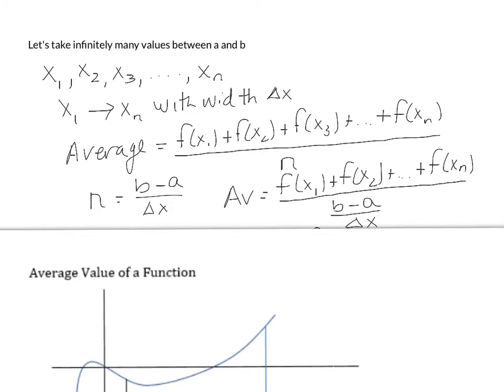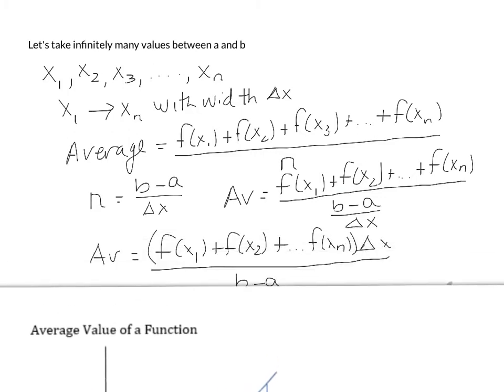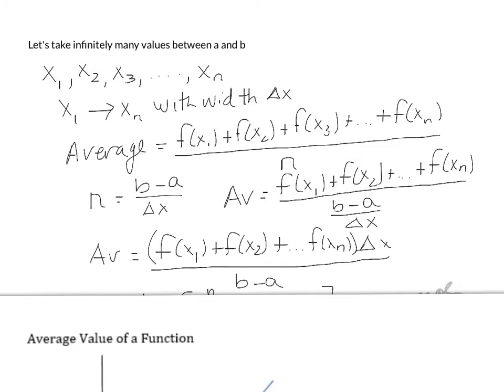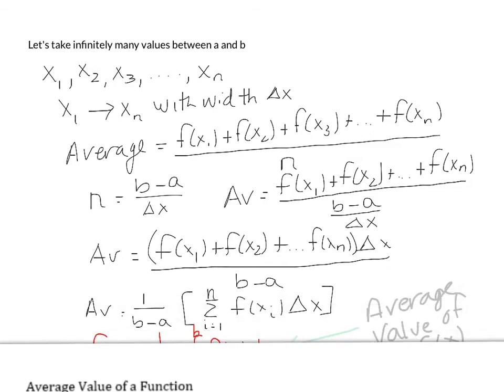So instead of having an n in the denominator, I'm going to replace that with b minus a over delta x and do a little algebra here. When you divide by a fraction, you take the denominator, delta x, and move it to the numerator. So we have the sum times delta x over b minus a, and that would be the average height of the function, or the average value for the function.